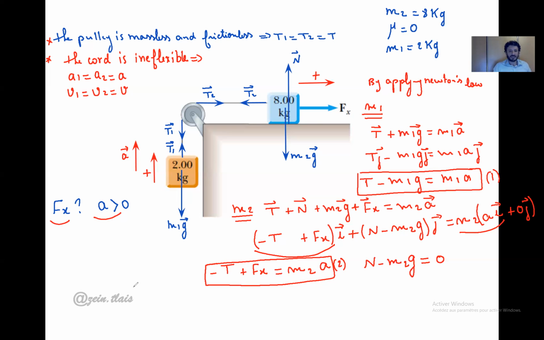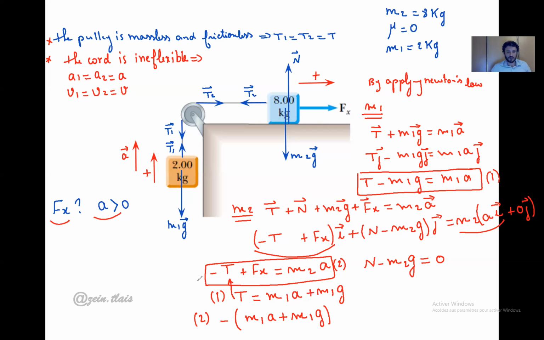So we can take equation 1, for example. We can calculate t. T equals m1a plus m1g. And we can use equation 2. We substitute the t value. We have minus t, so minus (m1a plus m1g) is the value of t. I put t by its value here.